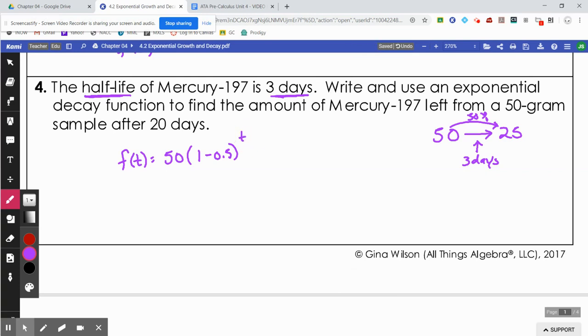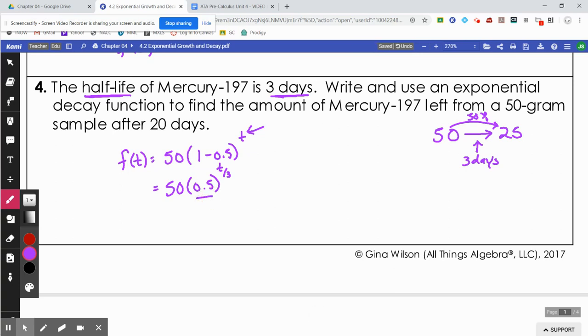So we've got to figure out some way to manipulate my time here to where when I plug in a 3, because after 3 days, this is going to decrease by half. So let me rewrite this. That would be 50 times 1 minus 0.5 is 0.5. But that only happens on the 3rd day, and then on the 6th day, and then on the 9th day. So if we were to take our time and divide it by 3, when you plug in a 3 now, 3 divided by 3 is 1. It's going to half it once.